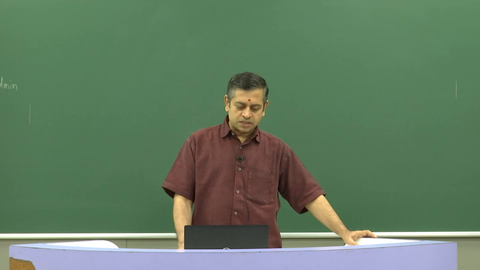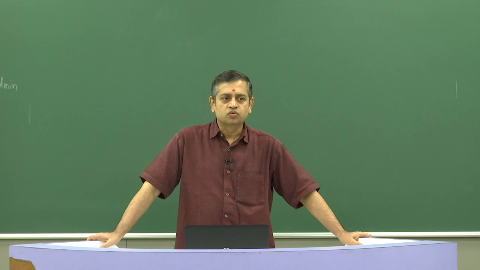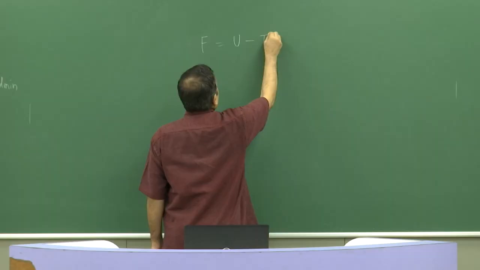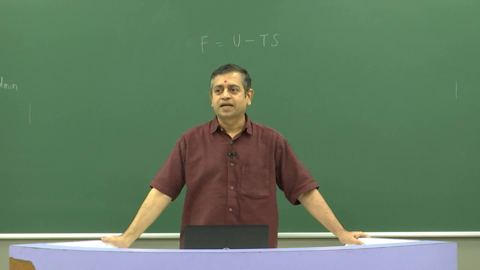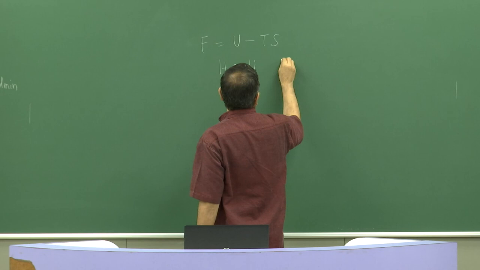It becomes important to evaluate free energies in many cases, and so atomistic simulations are used extensively to do free energy evaluation. What does free energy involve? Free energy involves something like this, U and H. I am not making a distinction, because in condensed systems U plus PV is approximately the same as H, because PV is negligible.